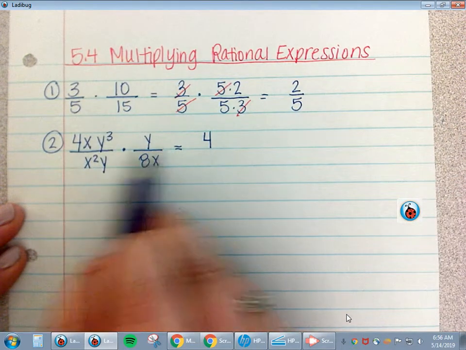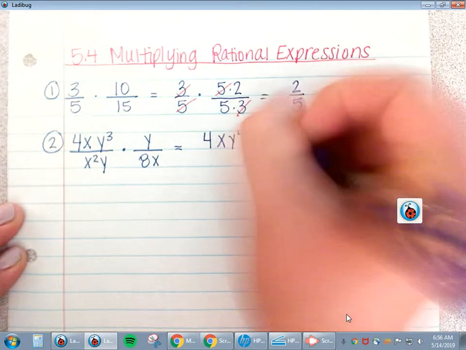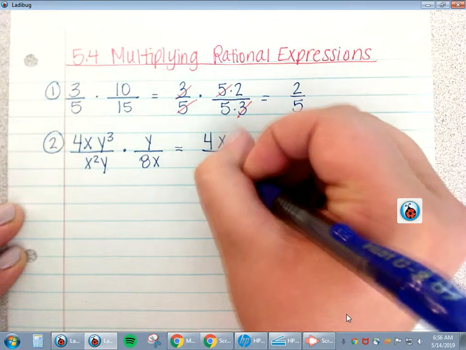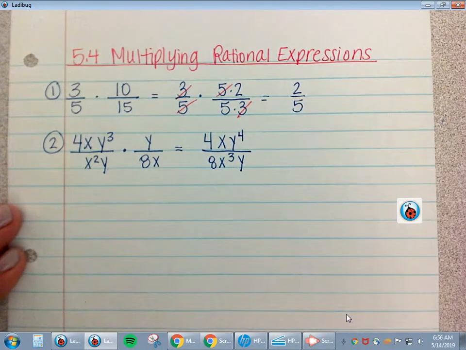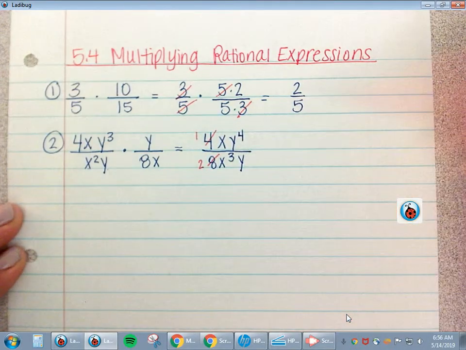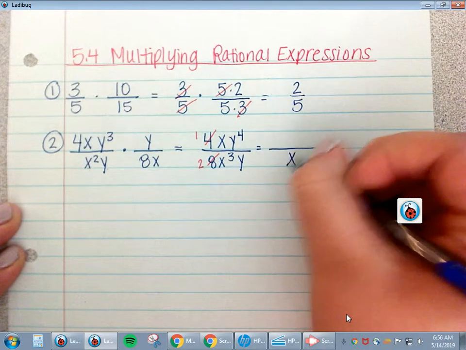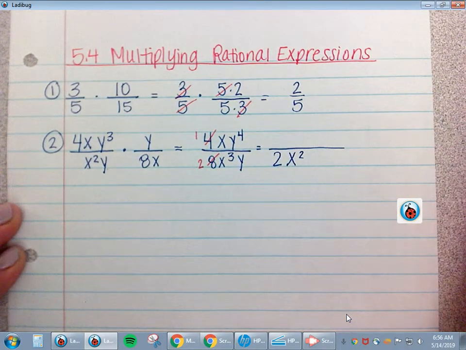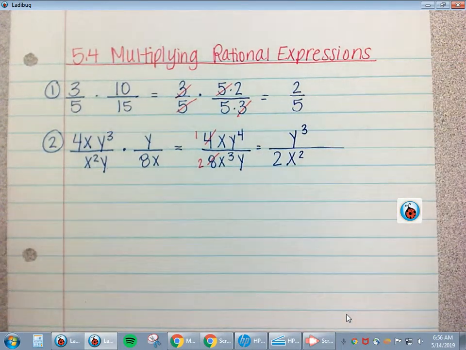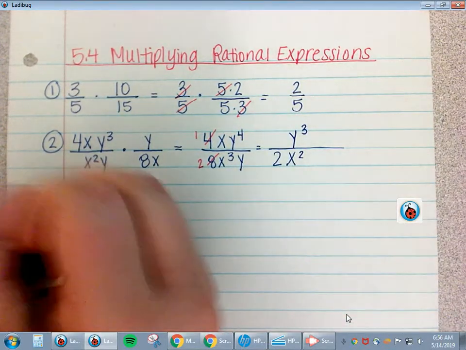So looking just at your top, I've got 4x y to the 4th. And on my bottom, I have 8x cubed y. And then you can do some canceling. So 4 over 8 is 1/2. X over x cubed, there's 2 extras in the bottom. So I'll leave my 2 extras in the bottom. And then y to the 4th over y, there's 3 extras on top. So I will leave those 3 extras on the top. And that's it. Let's look at another one.